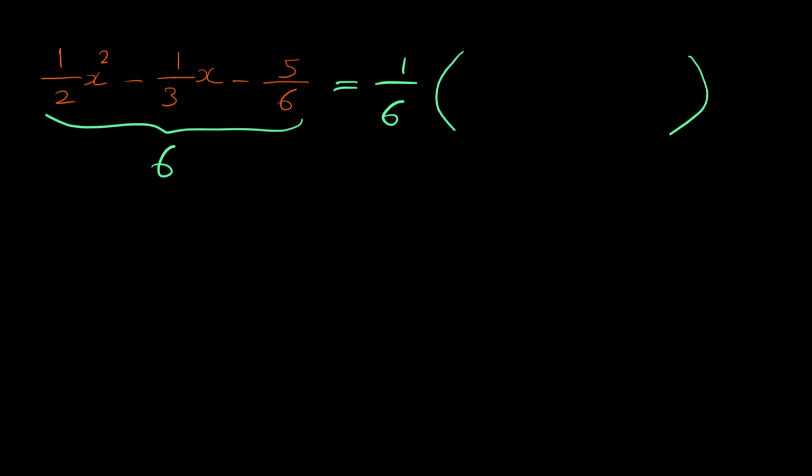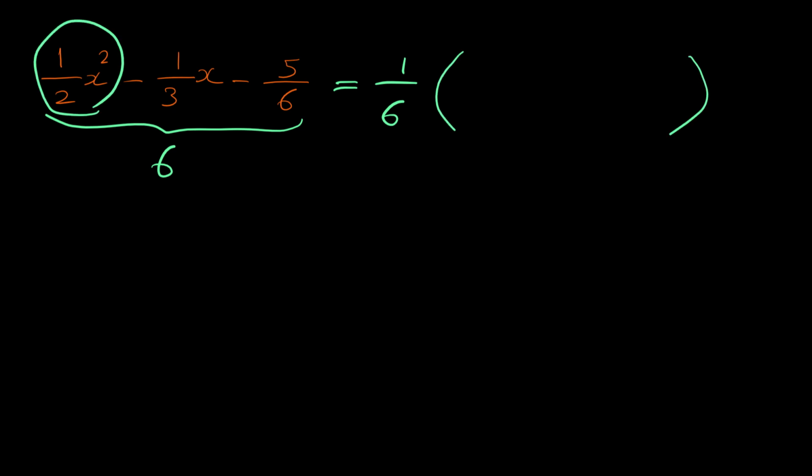And now look at this example. 1/2 x to the 2 minus 1/3 x minus 5 over 6. By looking at the denominators, we can see that we have 2, 3, 6. How can we get rid of these numbers? By multiplying this expression by 6. So we multiply all of this by 6. And of course, because we want to multiply all of the expression by 6, we have to put a 1 over 6 outside of the bracket.